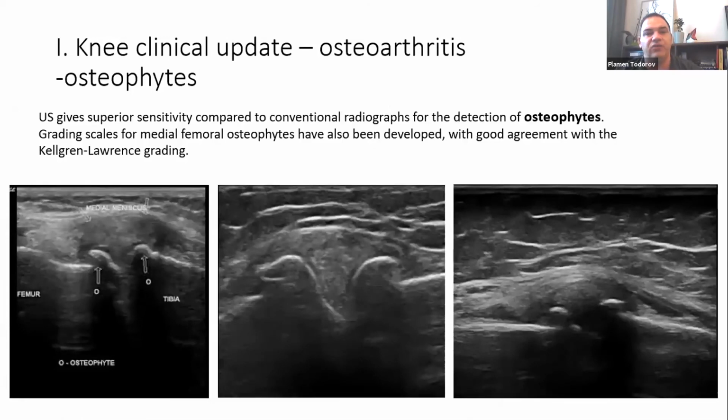The other domain of osteoarthritis is osteophytes. Ultrasound gives superior sensitivity compared to conventional radiography for the detection of osteophytes. Grading scales for medial femoral osteophytes have also been developed with very good agreement with the radiographic Kellgren-Lawrence grading system. And here you see osteophytes over the tibia and on the femur around the medial meniscus, big osteophytes here. So the osteophytes are readily visualized and assessed by ultrasound.